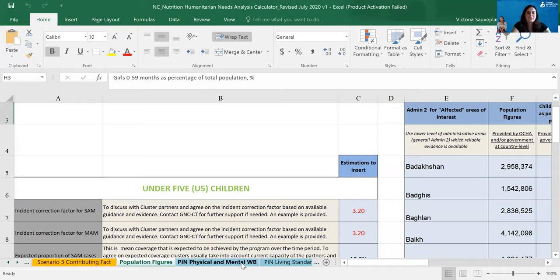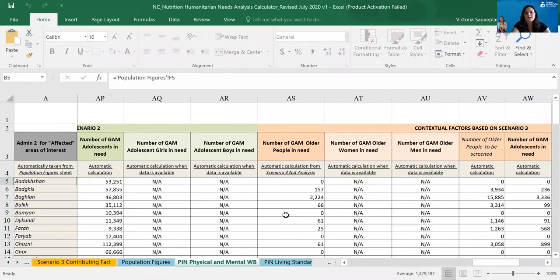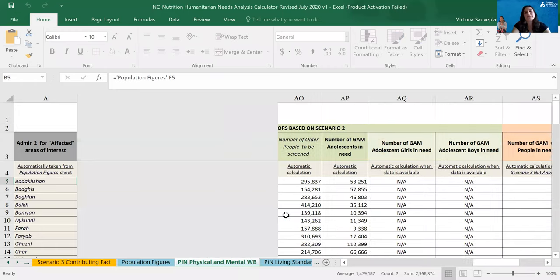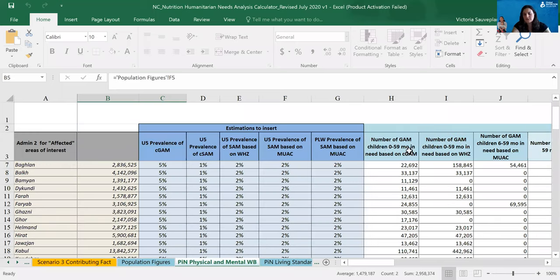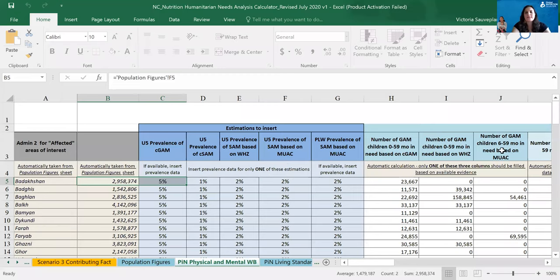And then this will automatically generate all our key nutritional needs per category. So here we'll have a series of nutritional needs automatically calculated. Here is the first time we bring in CGAM. I imagine a number of colleagues are already familiar with it, but it's an aggregate indicator that takes into account both the GAM levels based on weight for height and those based on MUAC and bilateral pitting edema. So it's showing the overlap of those two criteria. And it's a more holistic account of global acute malnutrition in children under 5.